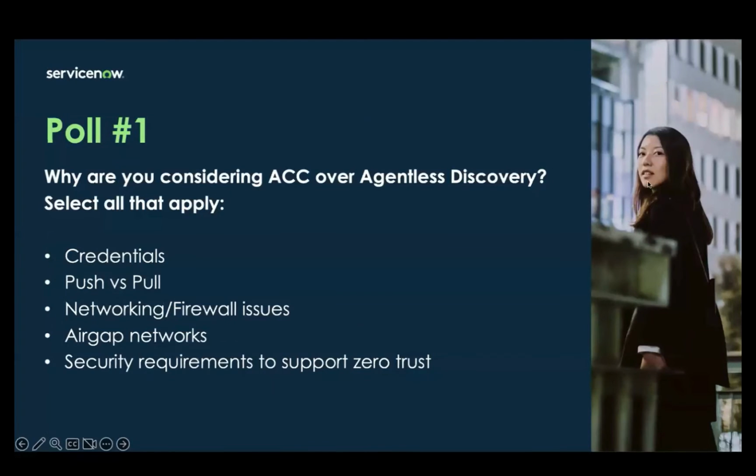And now we have a few polls, as I said, today, and this is going to be the first one. What we want to know from you is to really better understand why you are considering the agent client collector over the traditional agentless discovery approach. Is that because you have credentials issues, you can't get your credentials, or is it a push versus pull approach that you're considering, or is it network and firewall issues that you might be facing, or do you have air gap networks, or do you have security requirements to support zero trust? You can select all of these that apply.